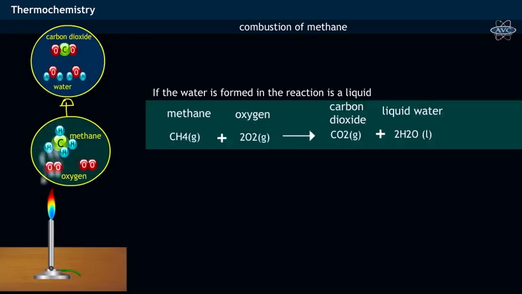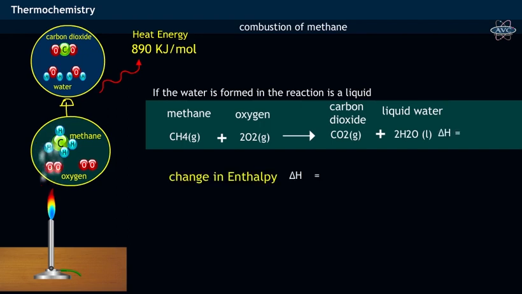Combustion reaction of methane, wherein liquid water is formed as a product, may be equated as shown. During this combustion reaction, more amounts of heat energy is liberated, that is around 890 kilojoules per mole, or change in enthalpy or delta H value equivalent to minus 890 kilojoules per mole.